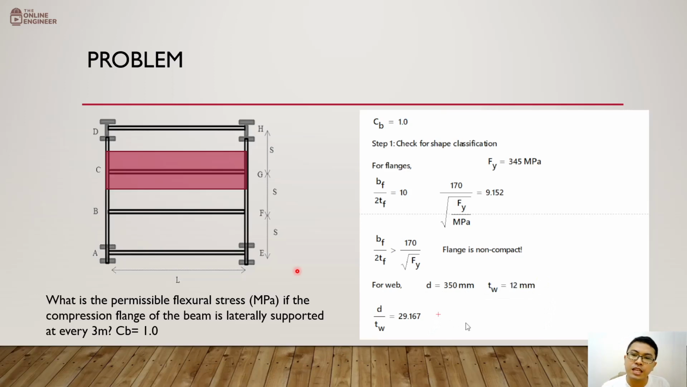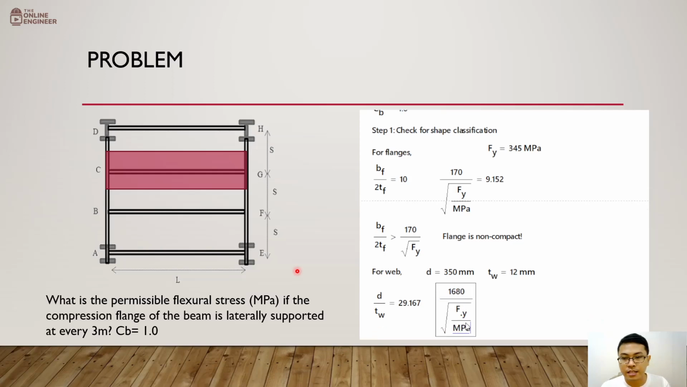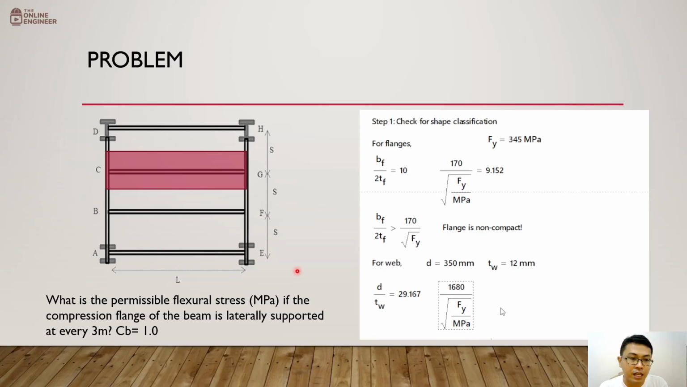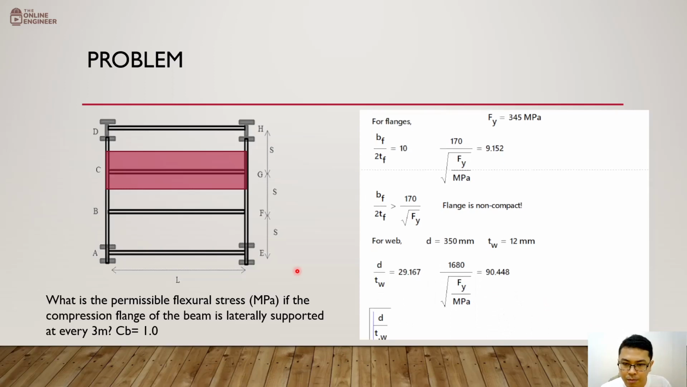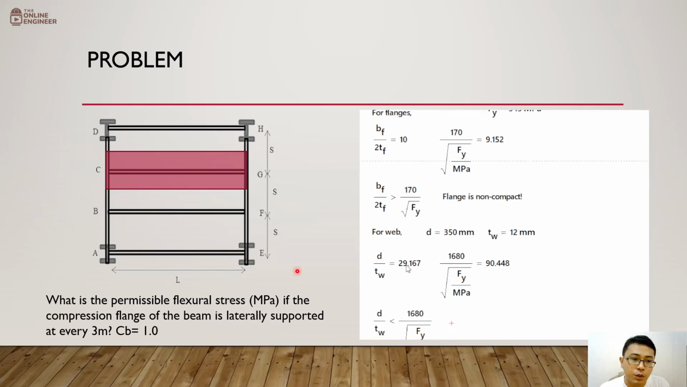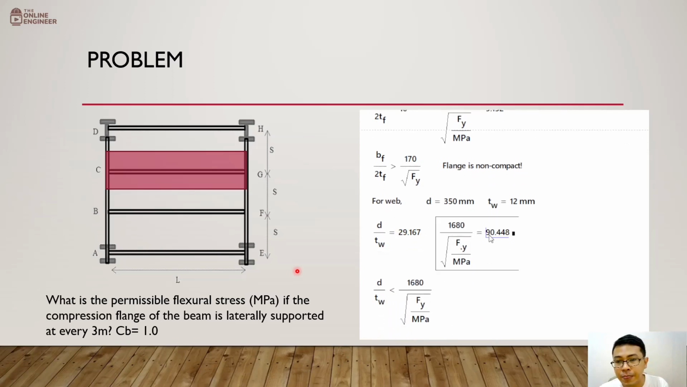For the flange width to thickness ratio, the limit is 1680 over the square root of Fy. And also add in this unit over here so that I will perform the calculation without the unit. And we have 90.448. Okay, so I'm going to copy this, have it pasted over here. And this would be less than 1680 over square root of Fy. So you notice 29.167, 90.448.